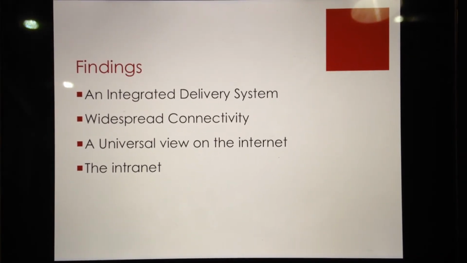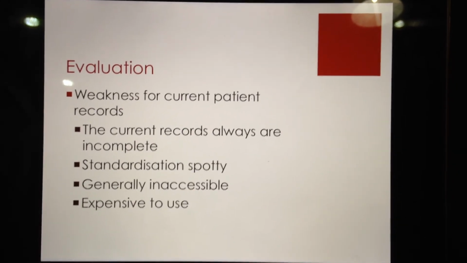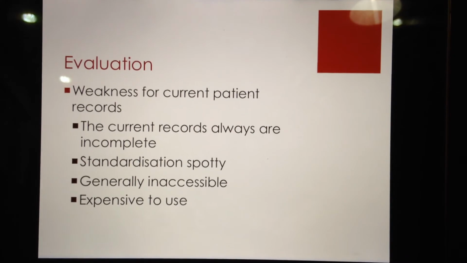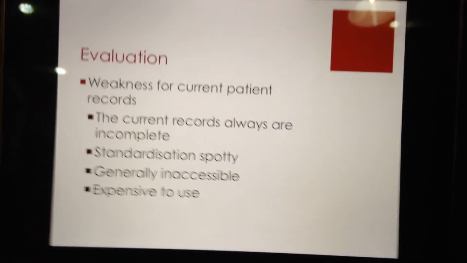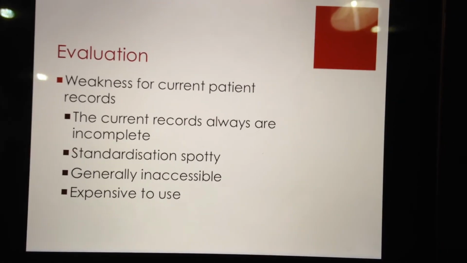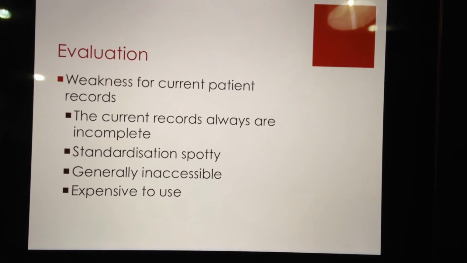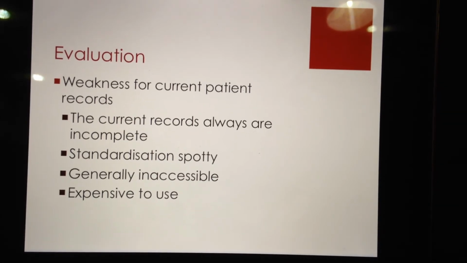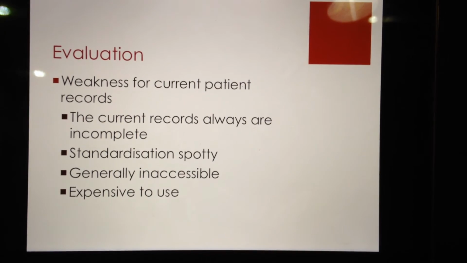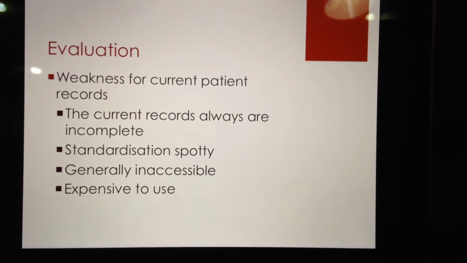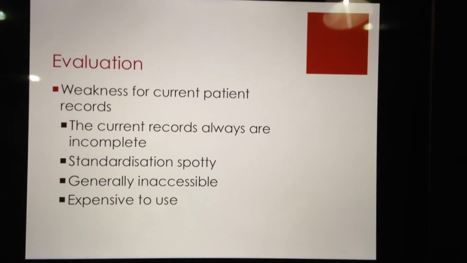Now let's move to the evaluation. We divide the evaluation to 2 parts. The first part is a weakness for current patient record system. The current records always are incomplete with respect to the totality of care and services, as well as the range of desired data elements. The current patient record system lack of completeness.